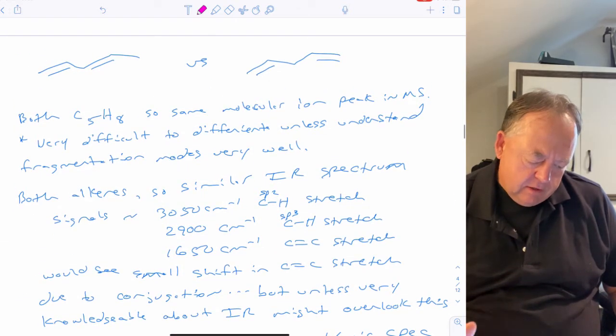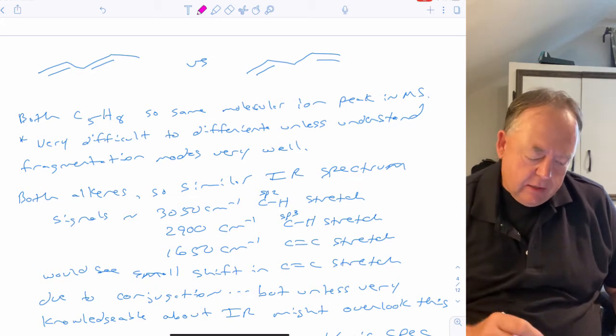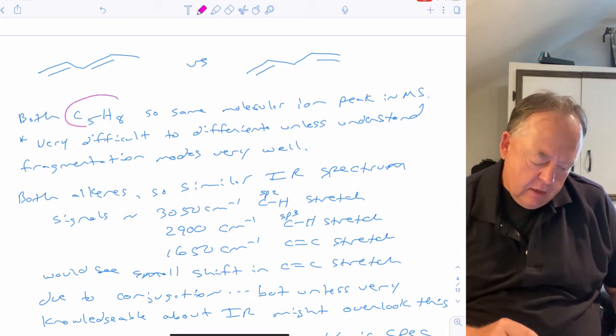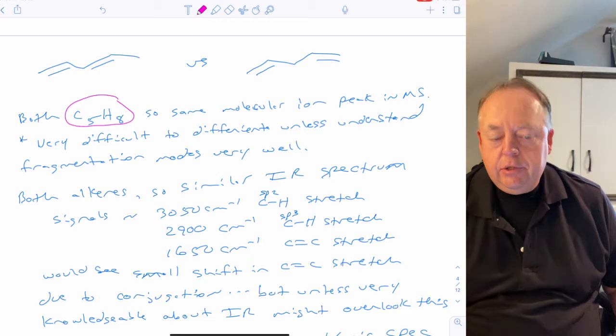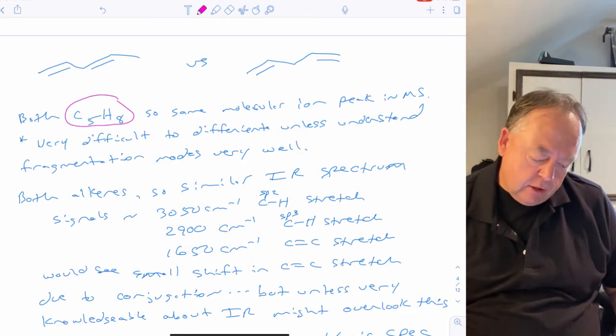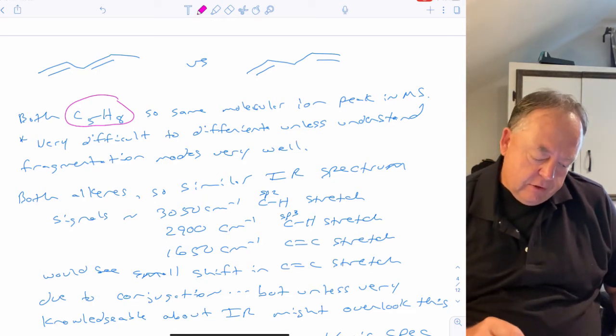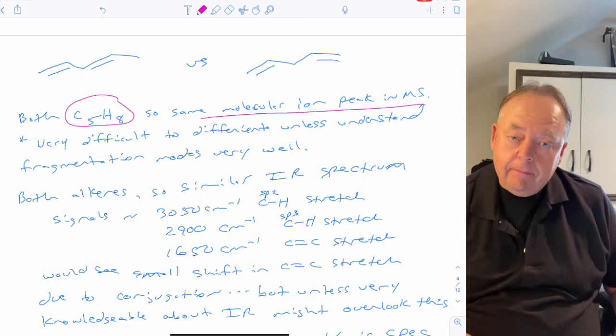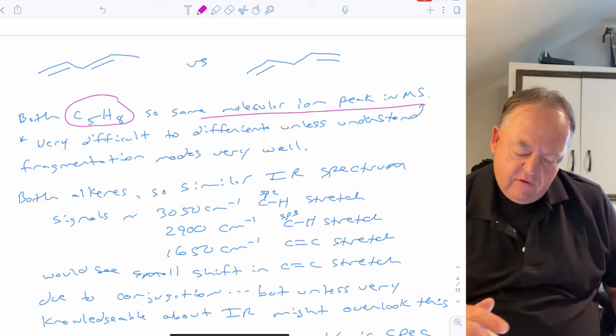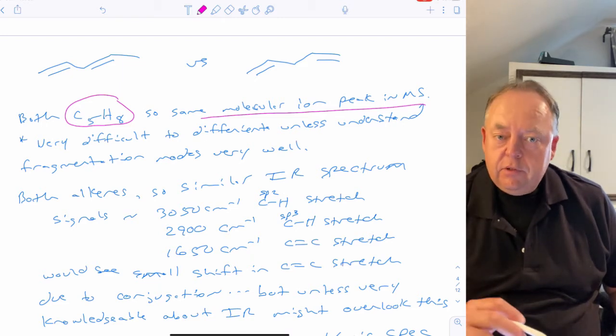Okay, so we talked about this last time. So if we took these two molecules, they're both C5H8. So just to try to illustrate some of the utility of UV Vis spectroscopy. Since they're both C5H8, they have the same molecular ion peak in mass spec. So it'd be very difficult to differentiate between these two molecules.